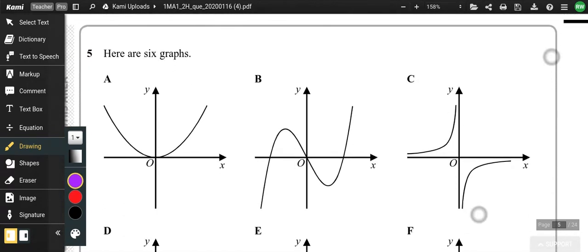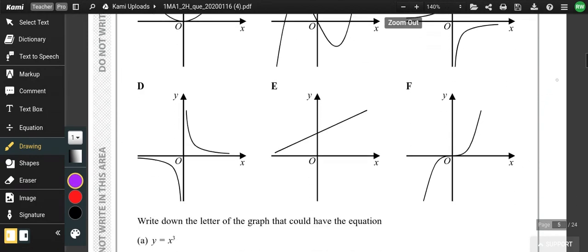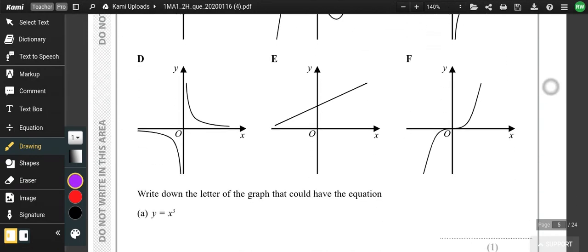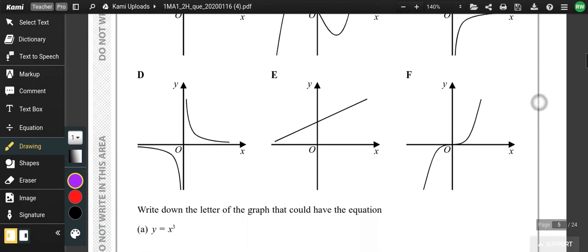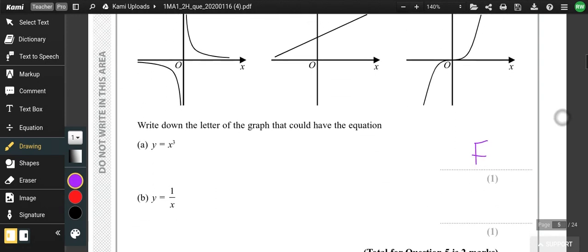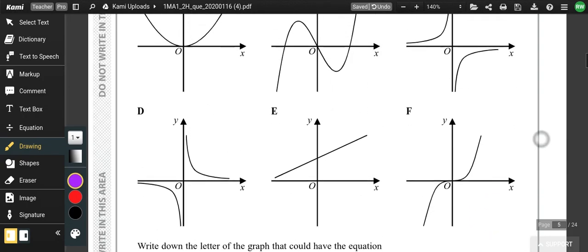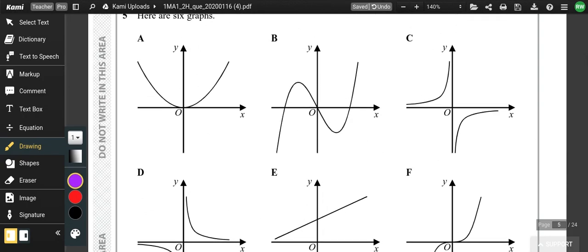Here are some graphs. Let's just zoom out a little bit. Write down the letter of the graph that would have the equation x cubed. Well, that's f. That's f there. And 1 over x, that's d. So you have to learn these equations. This could be like an x cubed, but x cubed doesn't have these turning points here and here. It just kind of goes up like that.